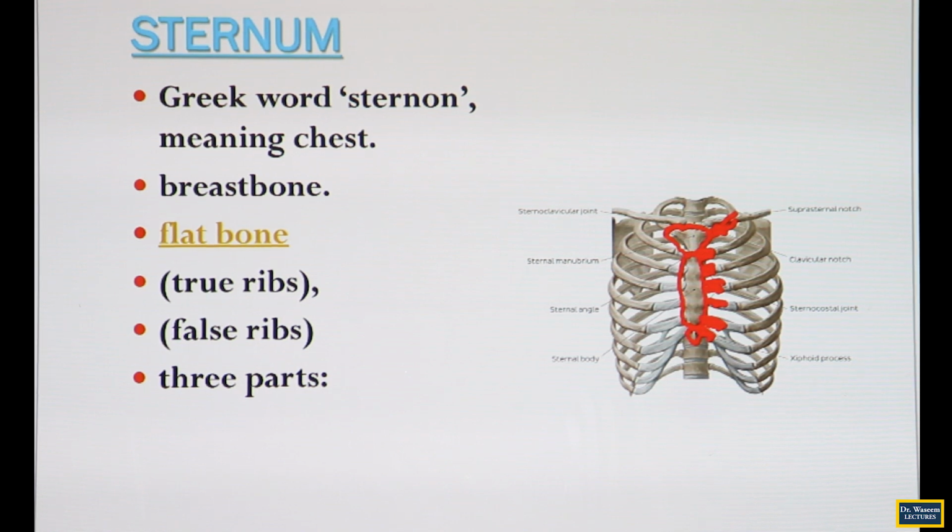These ribs, which have their own costal cartilages through which they are attached either to the Manubrium sterni or to the sternum, are called the true ribs. So, these will be called the true ribs.